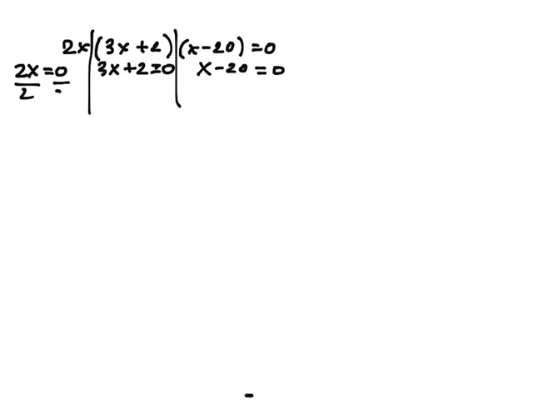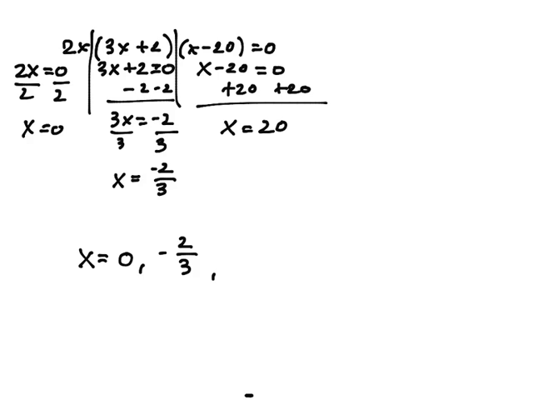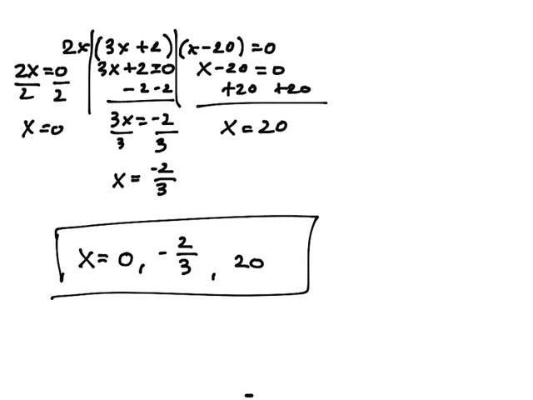So when we divide both sides by 2, we get x equals 0. Subtract 2 on both sides, so 3x equals negative 2. Divide by 3, so x equals negative 2/3. Okay, I'm going to add 20 to both sides. So x equals 20. So we have x equals 0, negative 2/3, and 20. And that's my final answer. Good job, guys.